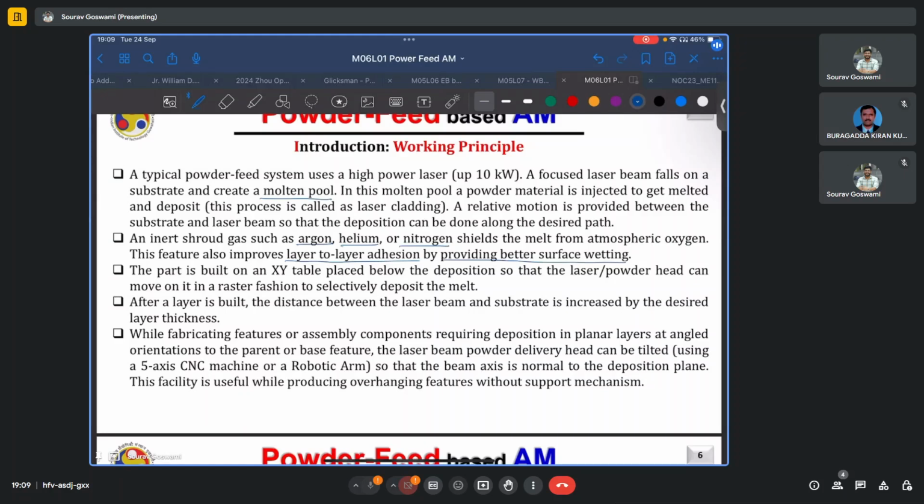While fabricating features or assembly components that require deposition in planar layers, we typically use these flat substrates. The laser beam powder delivery head can also be tilted using either a 5-axis CNC or a robotic arm, so that we can deposit overhangs in a fashion such that the beam axis is normal to the deposition field.